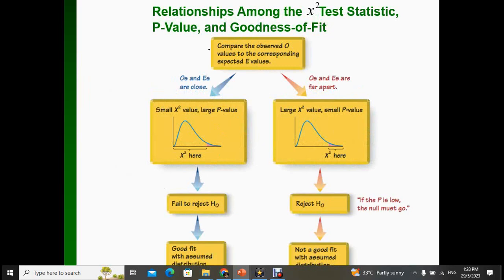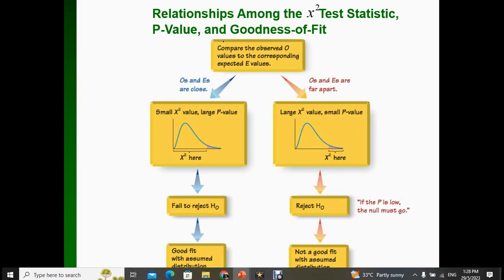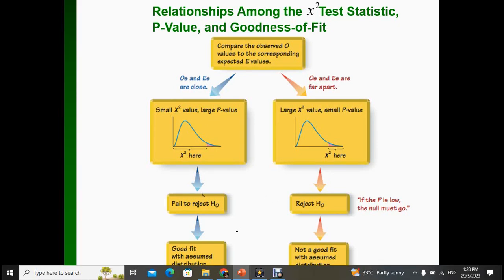You can see here the relationship among the chi-square test statistic, the P-value and goodness of fit. When you compare the observed O values with the corresponding expected E values, you have two conditions. In one condition, the Os and Es are close, so chi-square is a small value and P is large. If your chi-square is inside this region, we fail to reject, so the good fit distribution is accepted. If your chi-square is in this other area, we reject H0, because P is low and the null must go. So it is not a good fit. Inside this area will be accepted; outside of this will be rejected.